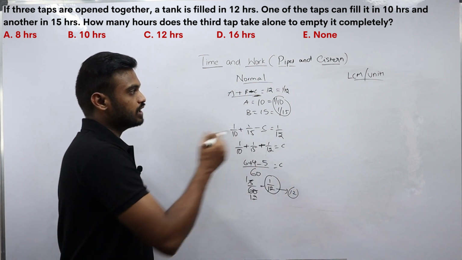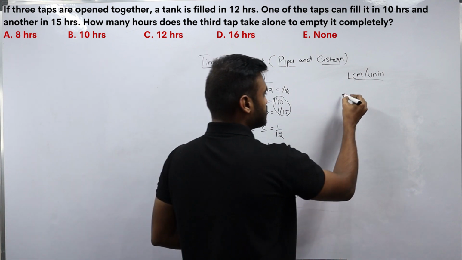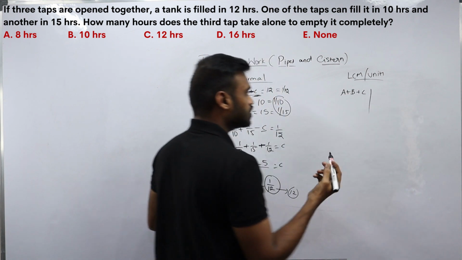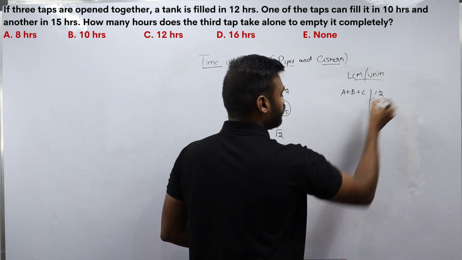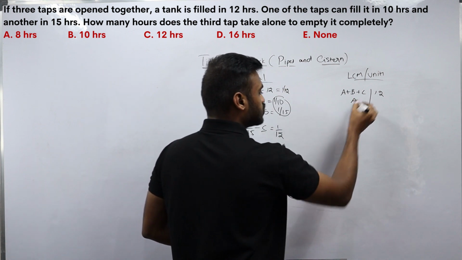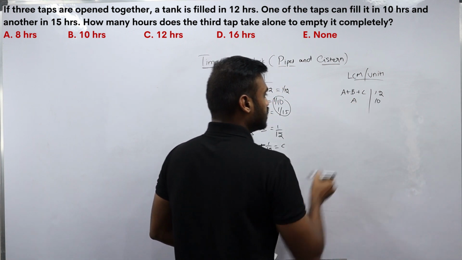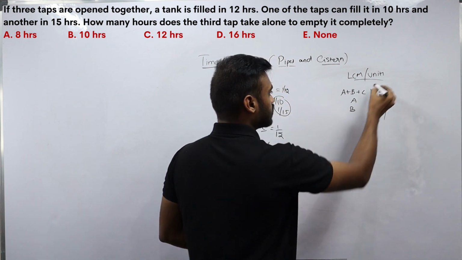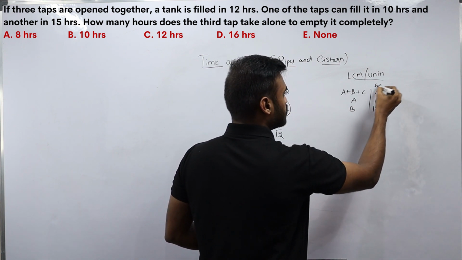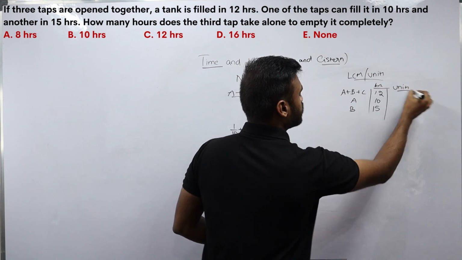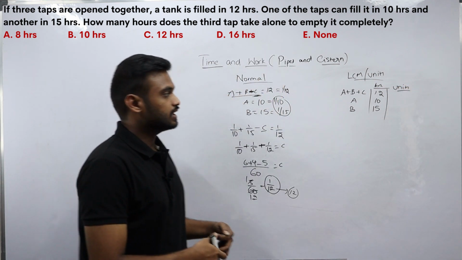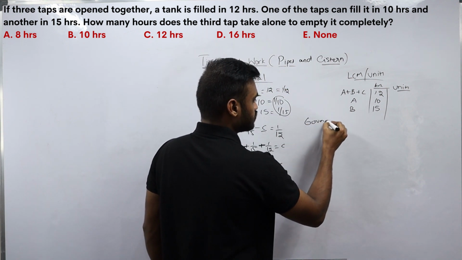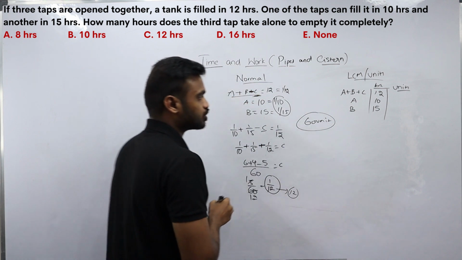Okay. Now let's see how the LCM or units method works. They are saying A plus B plus C can complete the total work in 12 hours. And A can fill the total tank in 10 hours, and B can fill the total tank in 15 hours. This is hours and this is units. So what is the total amount of work to be done? That is the LCM of 12, 10 and 15, that is 60 units. This is the total amount of work to be done.